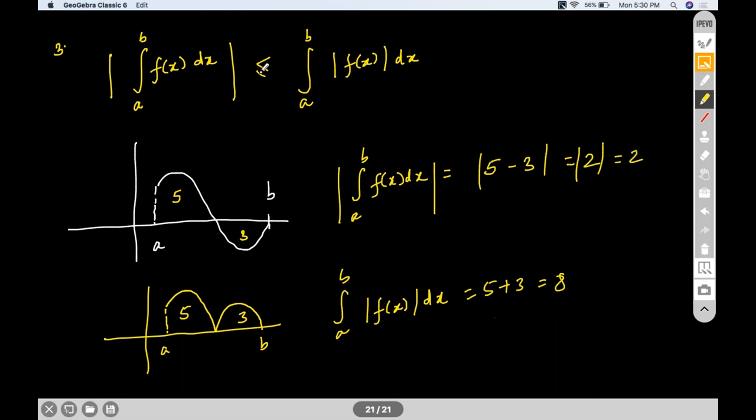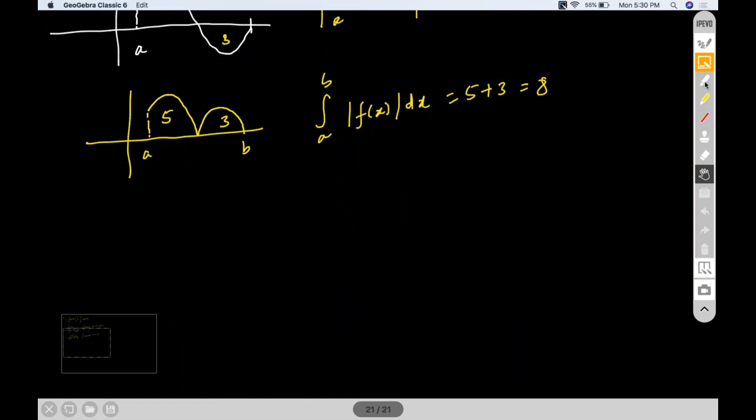By the way, may I know when will the equality hold true? When will the equality hold true? When the function doesn't go to the negative part only. That's fine, Aditya. It can be completely positive or it can be completely negative also. That is also fine, because you're ultimately modding your answer, right? So equality will hold true when the function is completely below the x-axis or above the x-axis, not partially above and partially below.